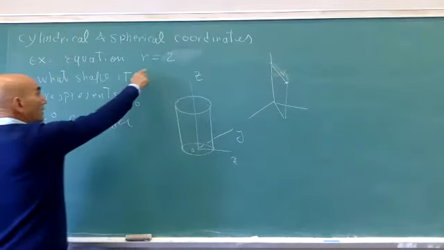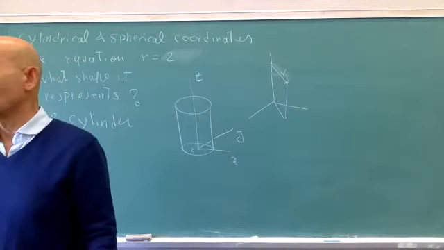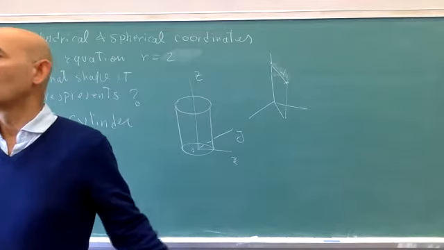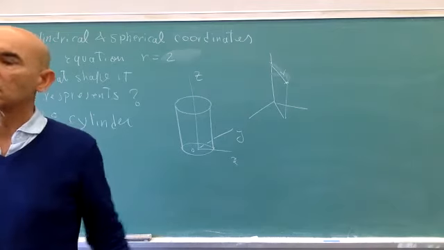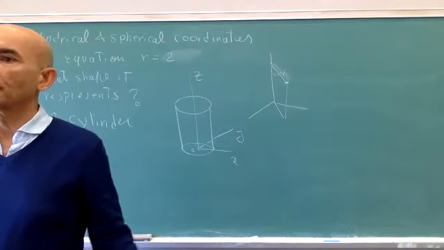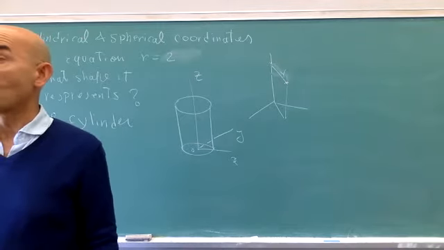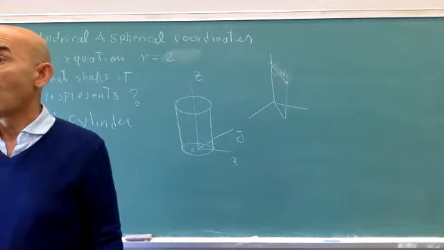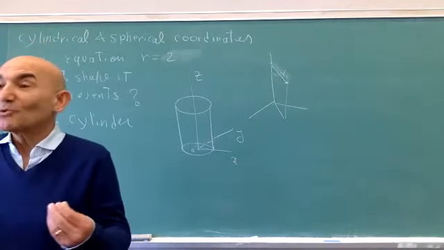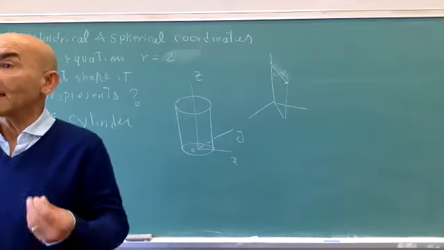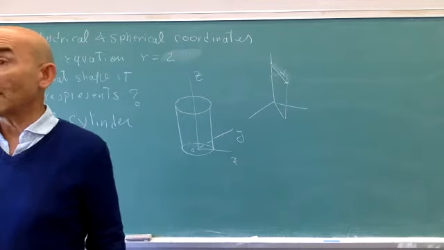Now, can you write this equation, r equal to 2, in Cartesian coordinates? What would it be in Cartesian coordinates? That's a reasonable question, right? Yes? It could be anything? Yeah, x and y could be anything, but they are tied. We want to write the equation of the surface in Cartesian coordinates.